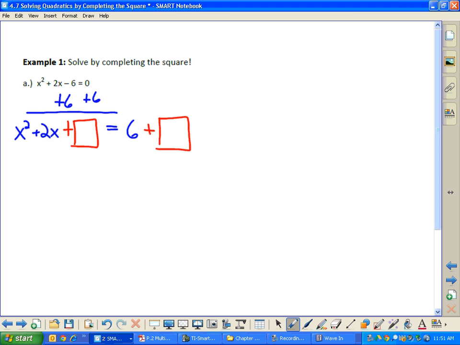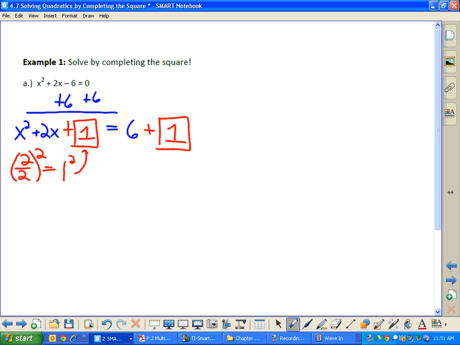Coincidentally, we have a formula for the number that goes in that box. B divided by 2, square it up. In this case, B is 2. So I take 2, divided by 2, square it up. 2 divided by 2 is 1. 1 squared is 1. If I add a 1 onto the left side of the equal sign, I must add a 1 onto the right side of the equal sign. That's my addition property of equality.